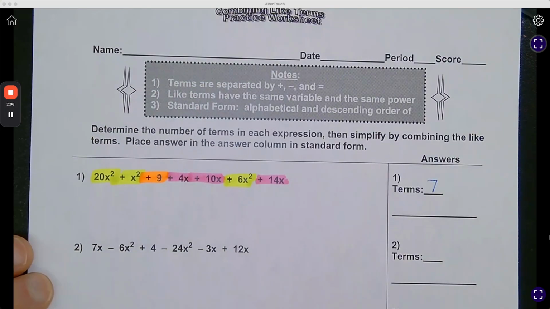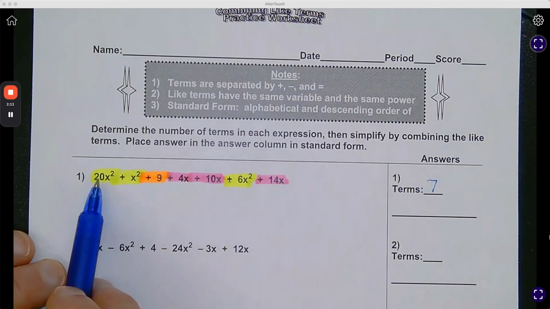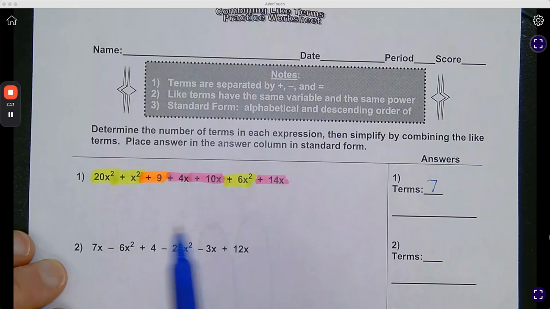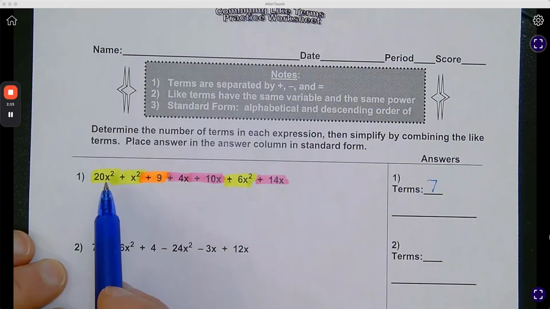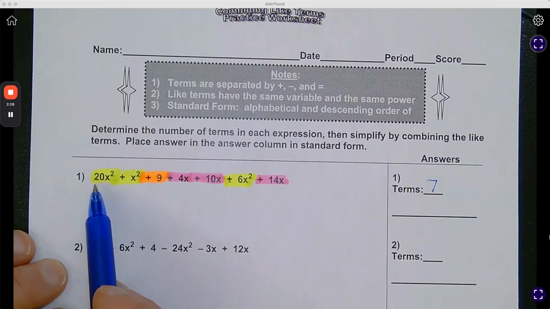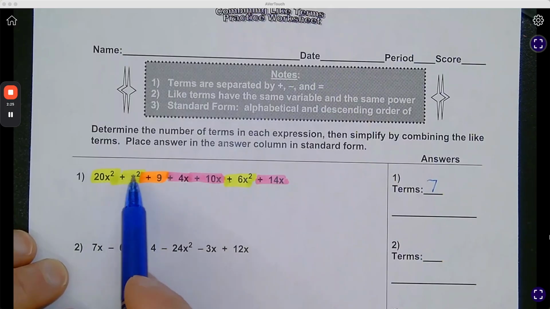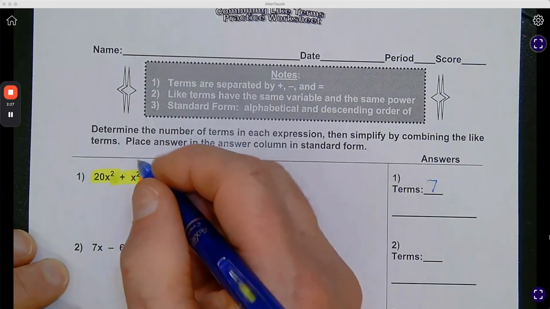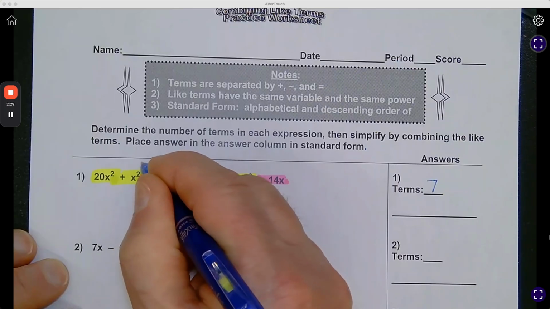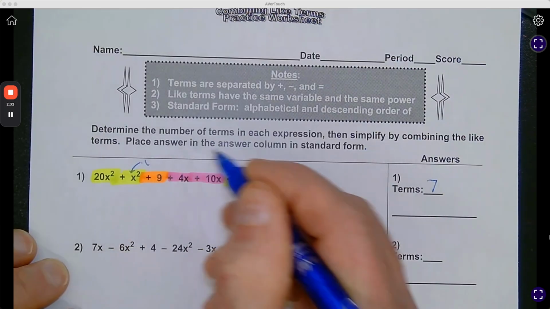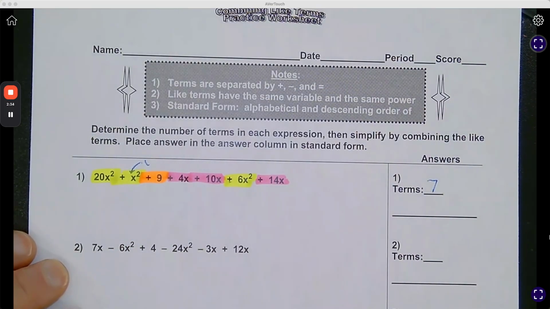Okay, so let's dig in with our x squareds. This means I have 20 of them. It's like having 20 M&Ms. The category is M&Ms. The number in front is how many you have. It's called the coefficient. So that is 20 x squareds. Now notice there's no number in front of this. When there's no number in front of it, that means it's a 1. So that means 1 x squared.